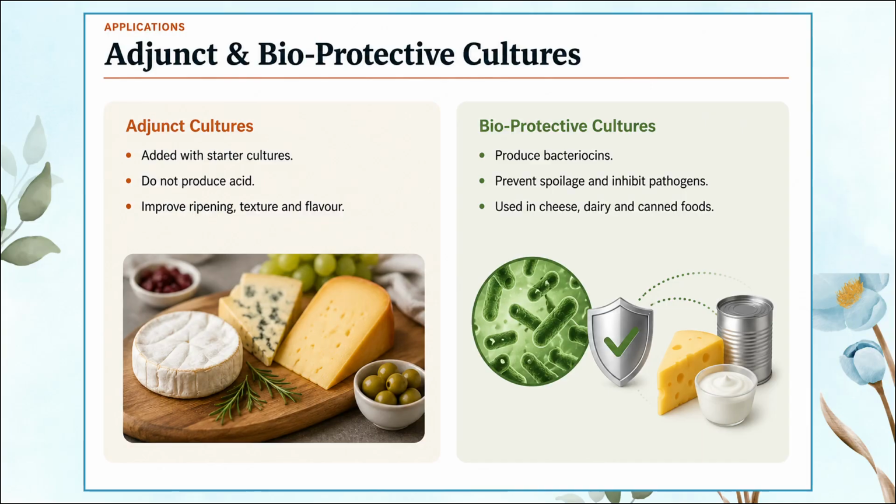So next is application of lactic acid bacteria in adjunct and bioprotective culture. Adjunct culture is nothing but adding additional bacteria or yeast or mold along with the starter cultures, and it does not produce acid. It can improve the ripening, texture and flavor of the product. And bioprotective cultures help to inhibit the pathogens and prevent the spoilage of the product. The bioprotective culture is also added in cheese making, the dairy industry and canned products.